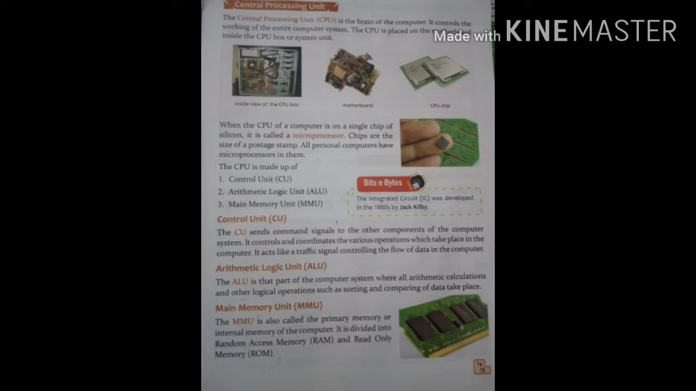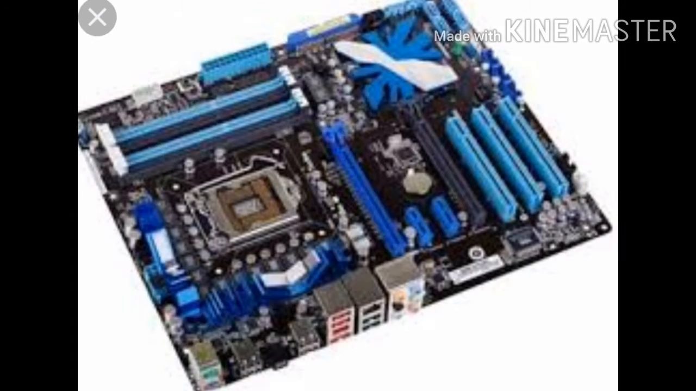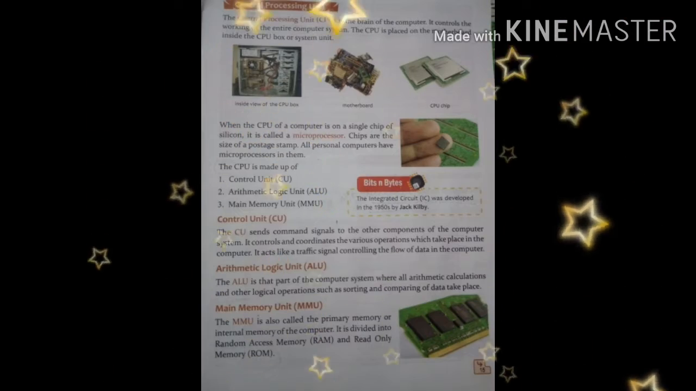The human body has a brain. The brain has an important role. In the same way, the CPU controls the entire working of the computer system. The CPU is placed on the motherboard inside the CPU box or system unit. Let us understand more about the CPU.